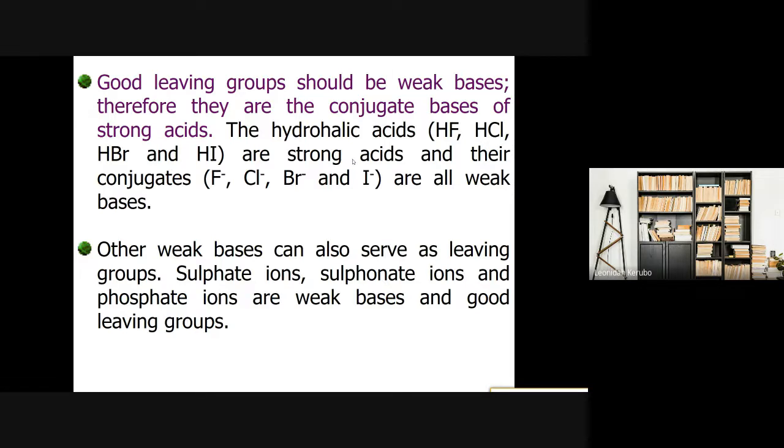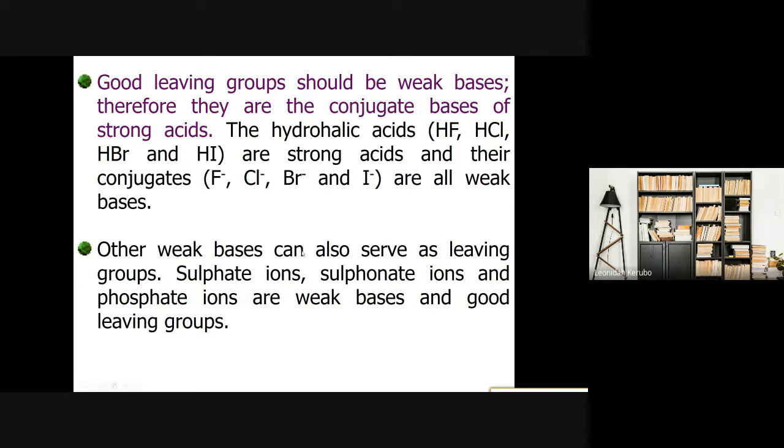And hydroxide is a very strong base, but the acid itself, that is water, is a weak acid. But from the strong acids, we get weak bases. So the conjugate bases, or the bases which result from strong conjugate acids, are usually very good leaving groups. But the bases which result from weak acids are usually very poor leaving groups because they are very strong bases.